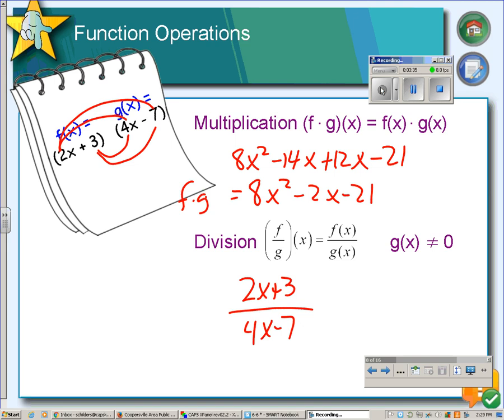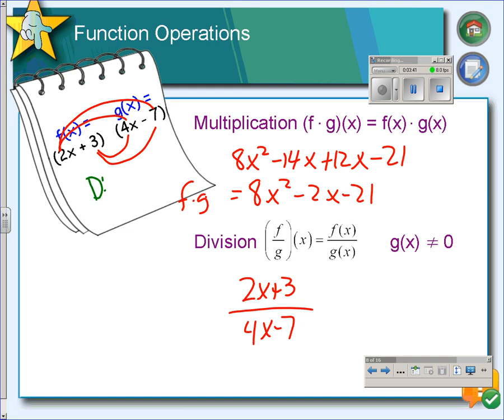For our multiplication problem here, we started out with a linear times a linear, so those domains are all real numbers. And we ended up with a quadratic. The domain to a quadratic is also all real numbers. So the domain here is all real numbers. But for the division problem, you cannot divide by 0.